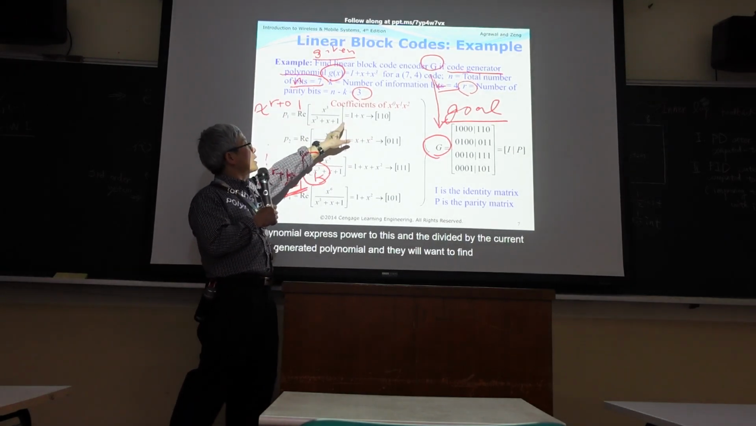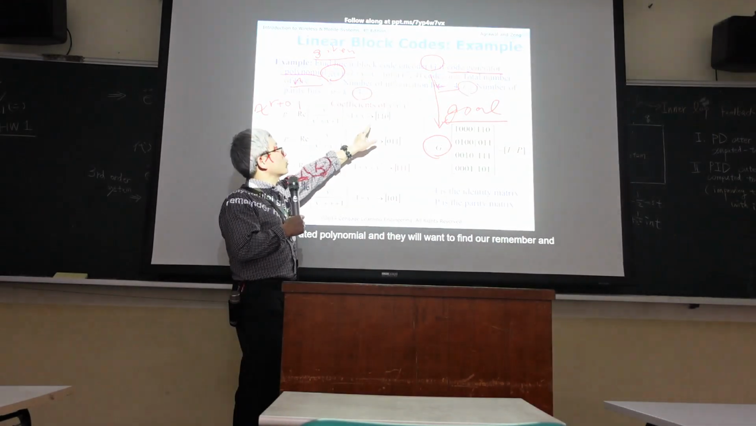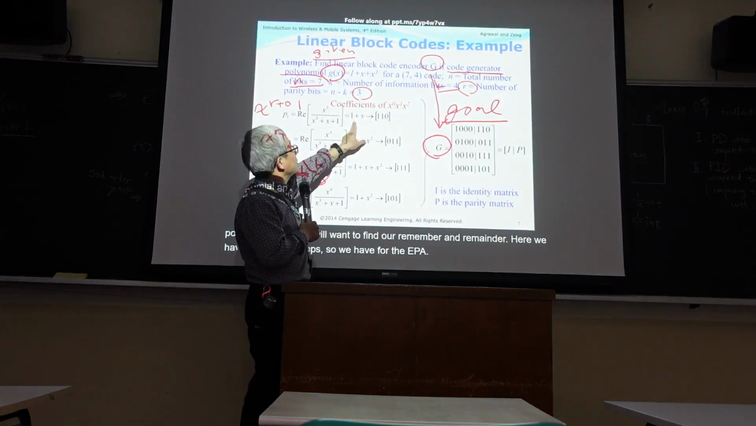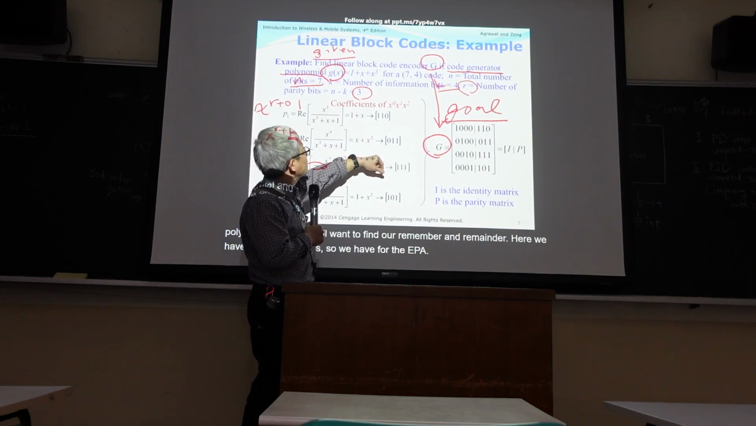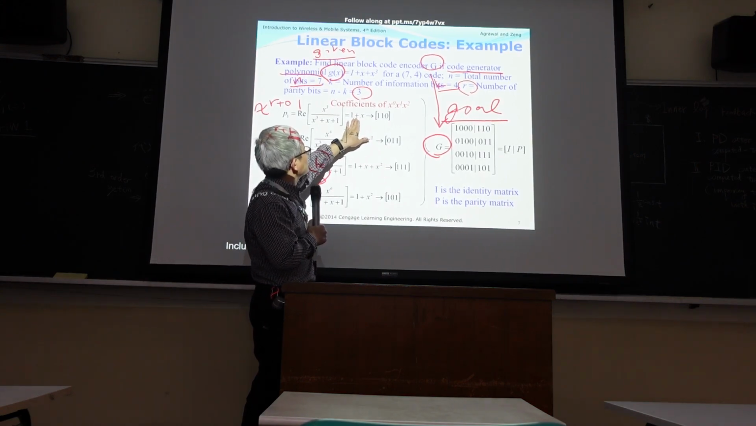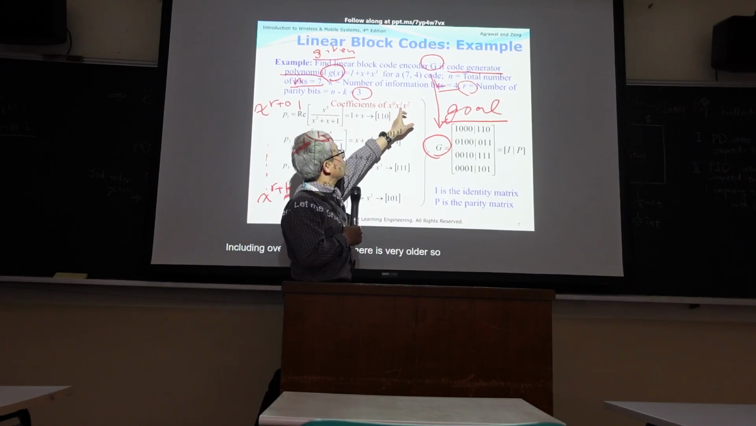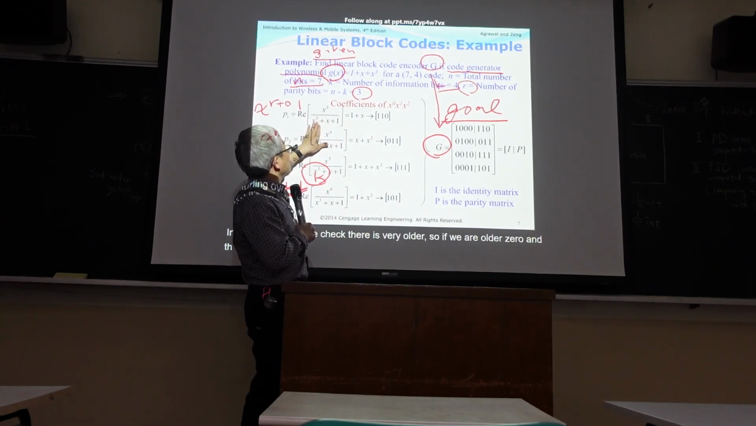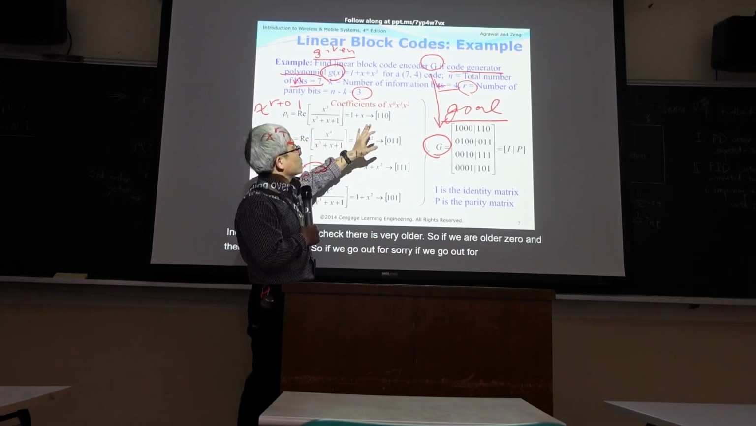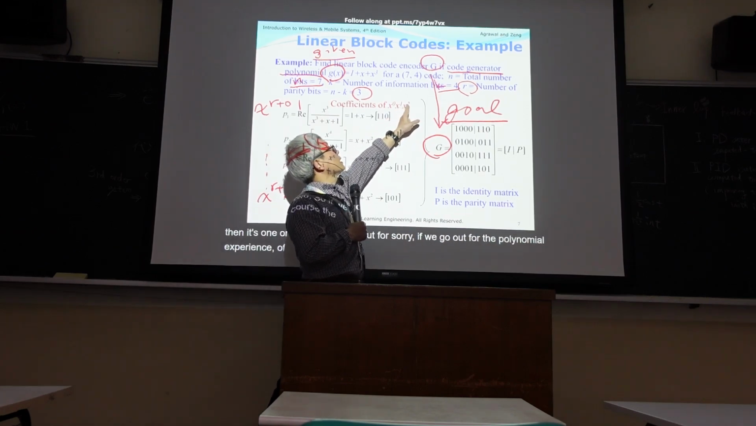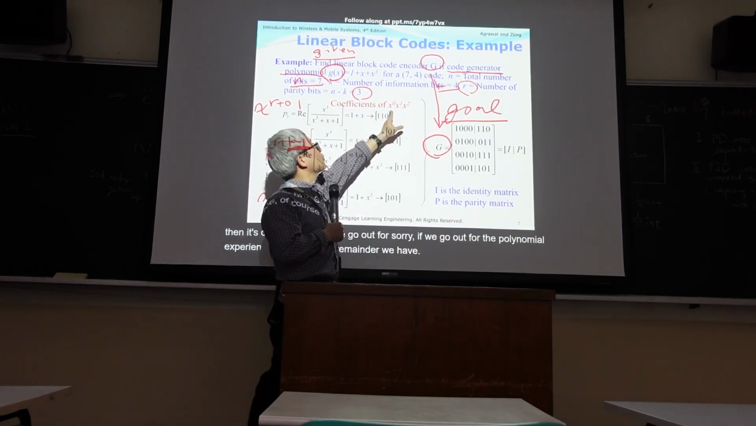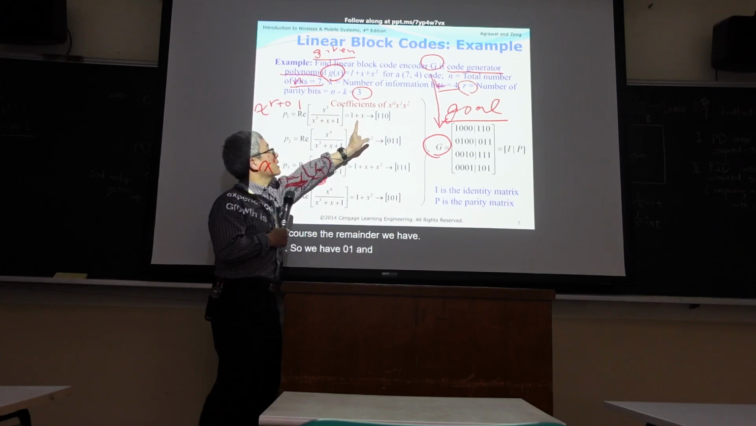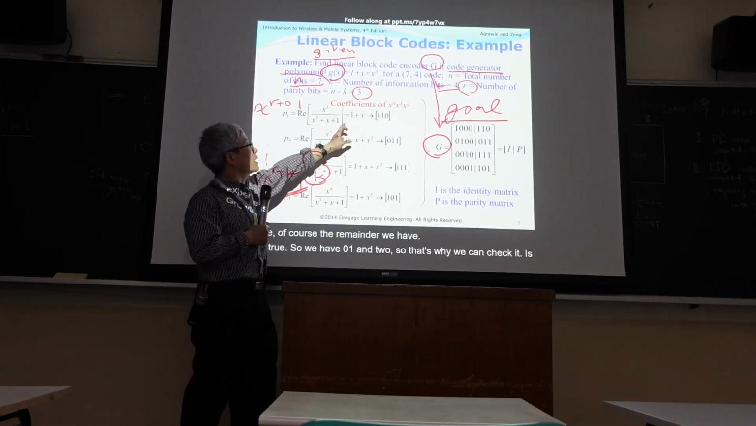And the remainder here we have 1 plus s, so we have the increasing order. Increasing order, let me check. Yeah, increasing order, 0 and then 1 is 2. So the degree of the polynomial is 3, so of course the remainder has degree at most 2. So we have 0, 1, and 2. Later you can check it. Is it true?